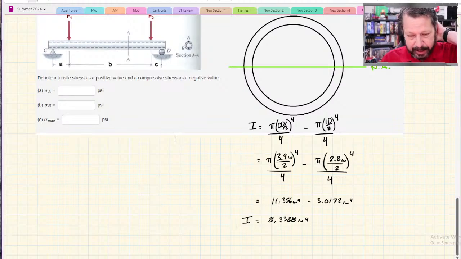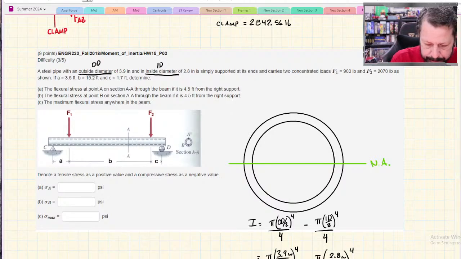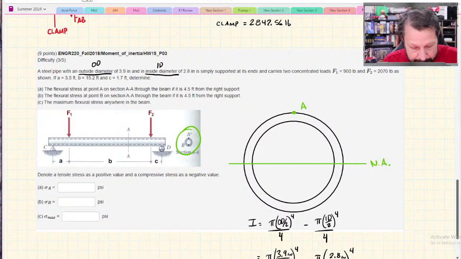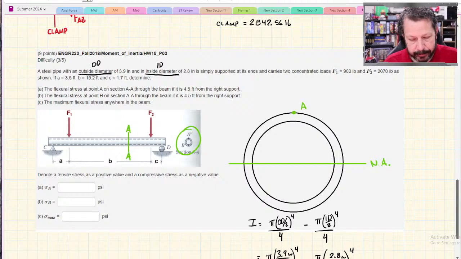Okay. Now it's asking us for flexural stress at point A. There's multiple A's here, but this is point A, which, if you look here, is at the top of the beam right there, on section AA, this line over here. That section is 4.5 feet from the right support. So this distance is 4.5 feet.